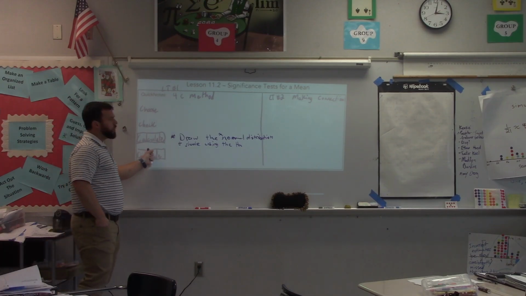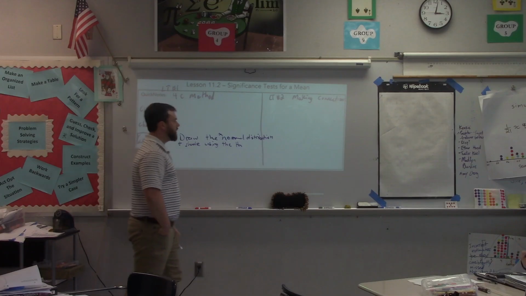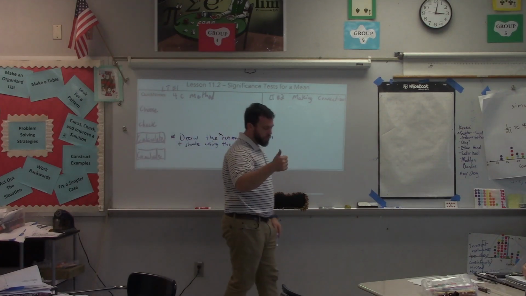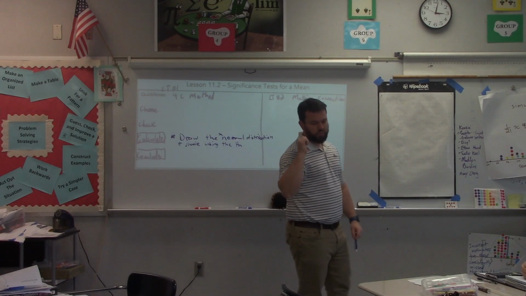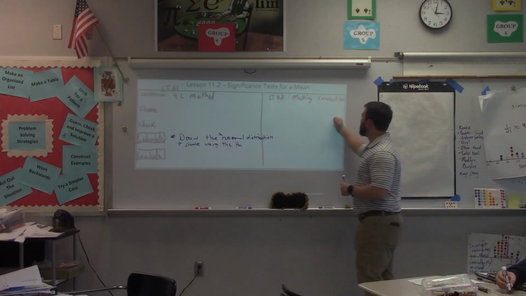In the conclude, what do you gotta make sure you include? Context. You gotta make sure you have context. You gotta interpret the p-value, you've gotta reject or fail to reject the null, look at the alternative, etc. Making connections.